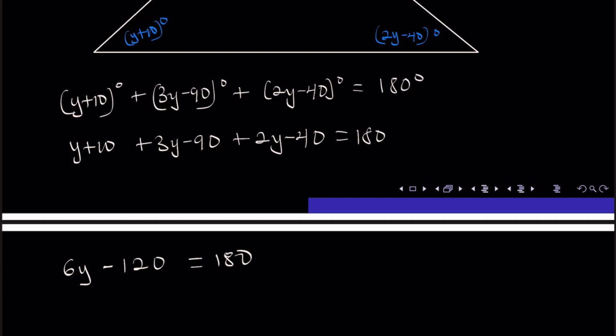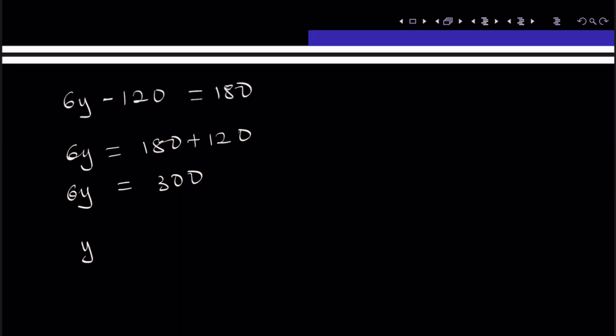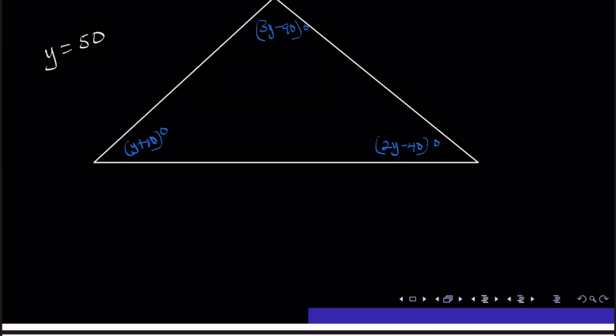180. Thus 6y is equal to 180 plus 120. So 6y is equal to 300. Hence, y is equal to 50. Now that we know the actual value for y, we now compute the actual values for these angles.